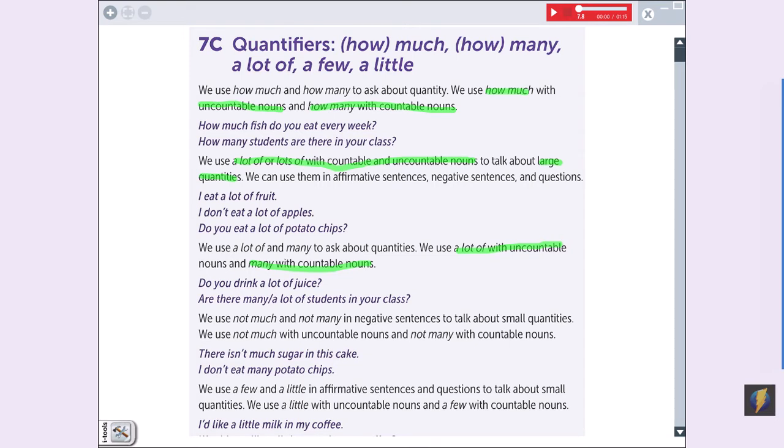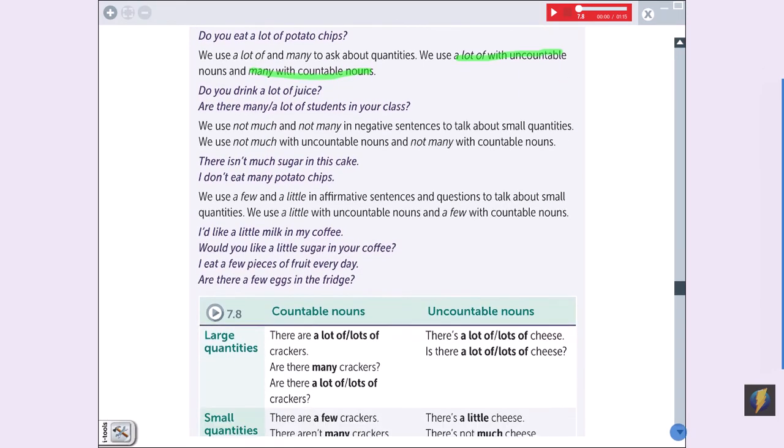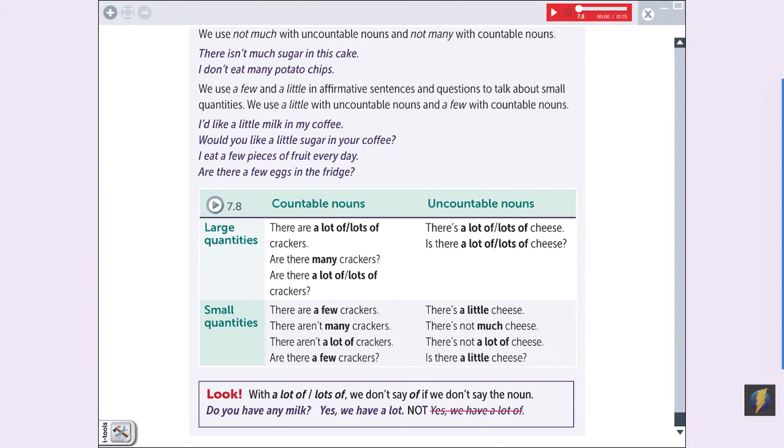So there isn't much sugar in this cake. I don't eat many potato chips. We use a few. Estas son expresiones ya para poquita cantidad. Okay. We use a few with countable nouns.